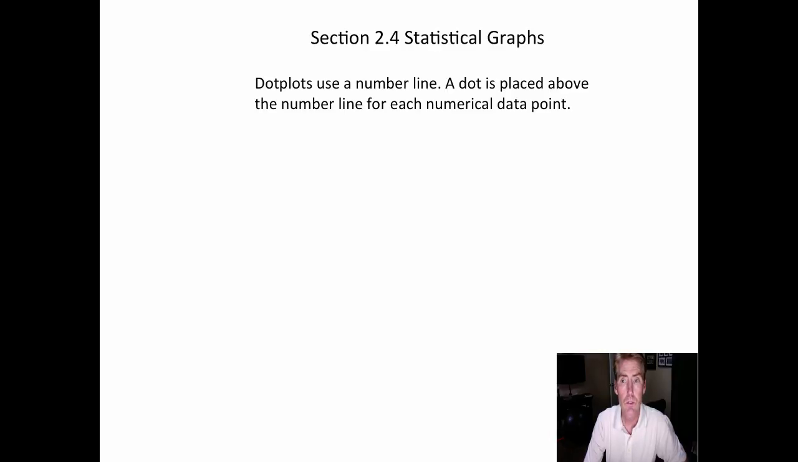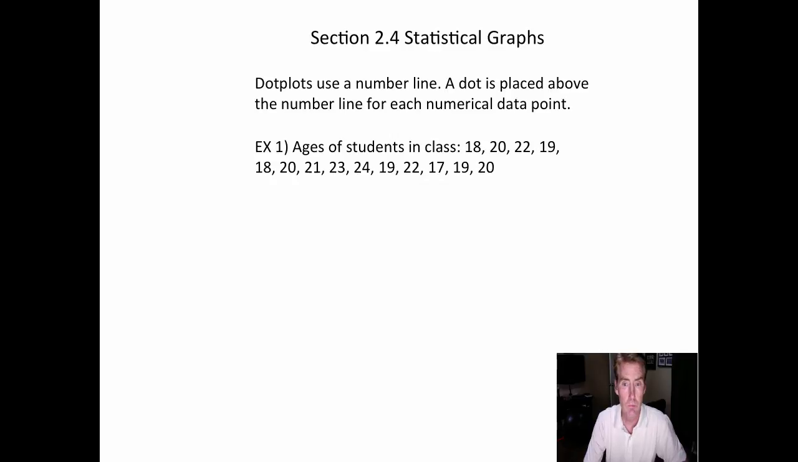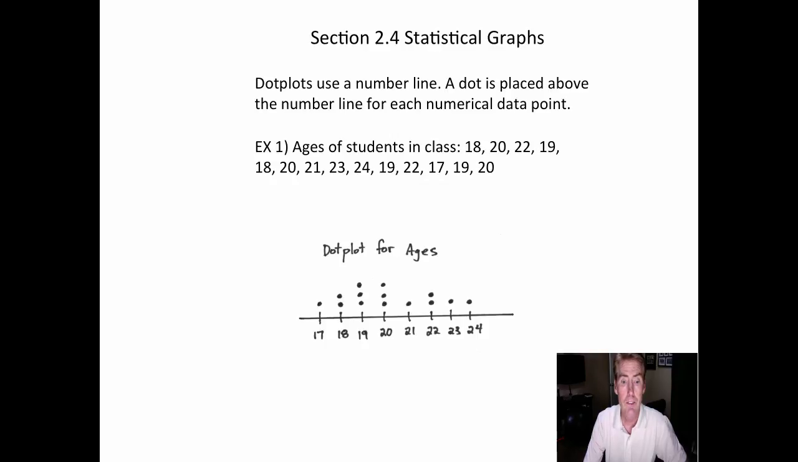Dot plots. What you do is you take numerical information like ages, and here's my example, the ages of students in the class. You make a number line and you put a dot above each person's age. So for example, you start with this 18-year-old, you put a dot. A 20-year-old, you put a dot. A 22-year-old, where's 22? There you go, another dot. And as you do this, you'll then sort of see the distribution.